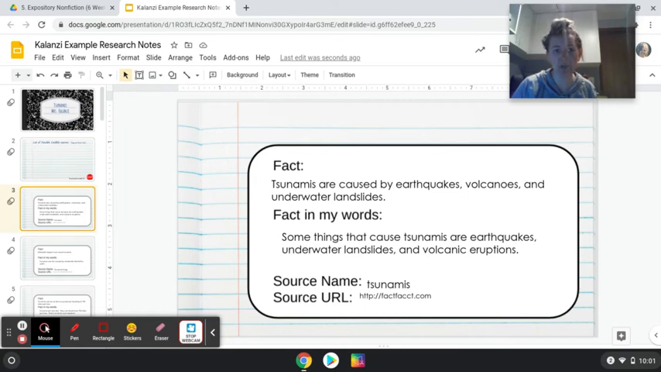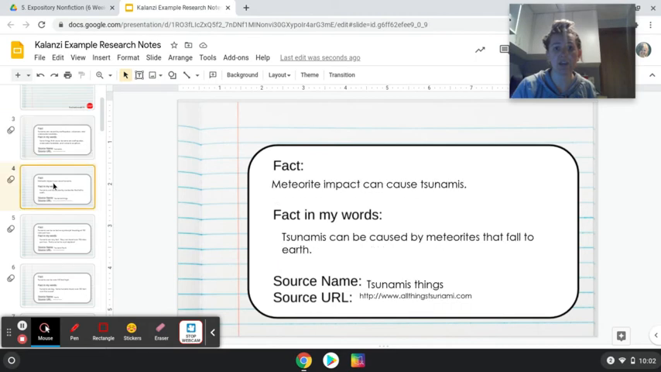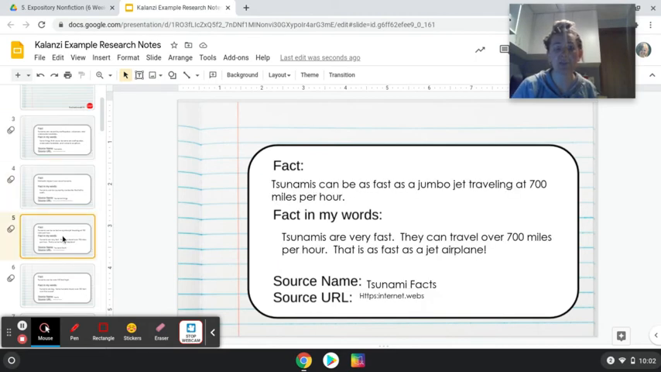So what I want to do is quickly go through and read my fact slides to remind myself, okay, here's what all my facts are about. So my first one is some things that cause tsunamis are earthquakes, underwater landslides, and volcanic eruptions. Then I have tsunamis can be caused by meteorites that fall to the earth. I have tsunamis are very fast. They can travel over 700 miles per hour, as fast as a jet airplane.